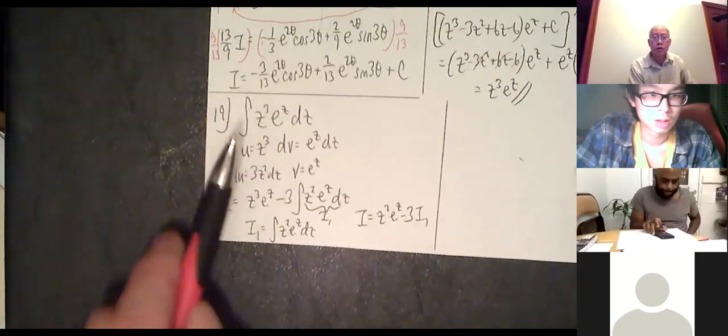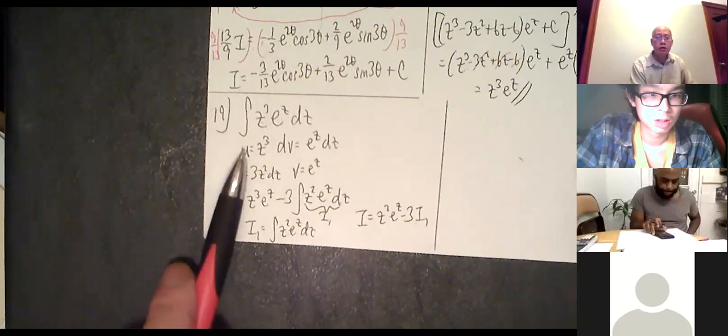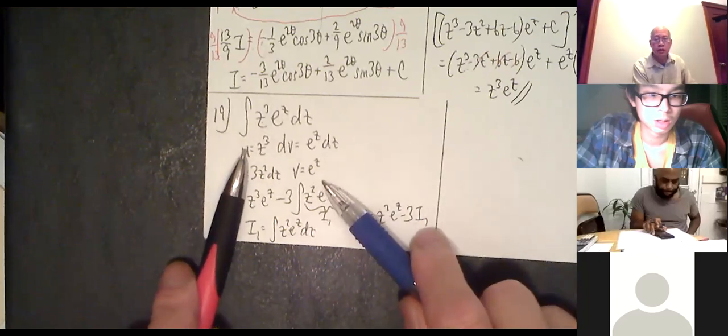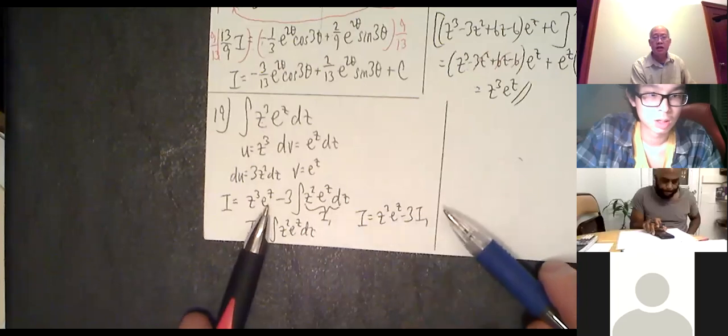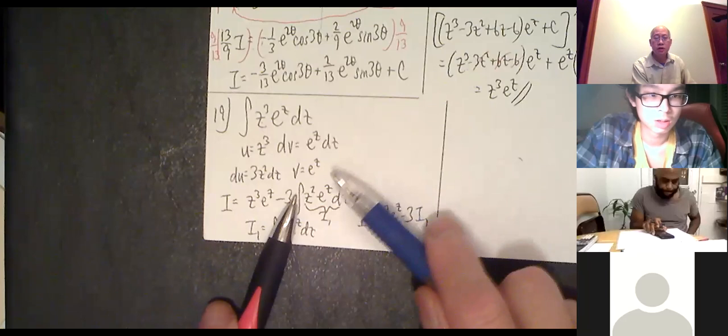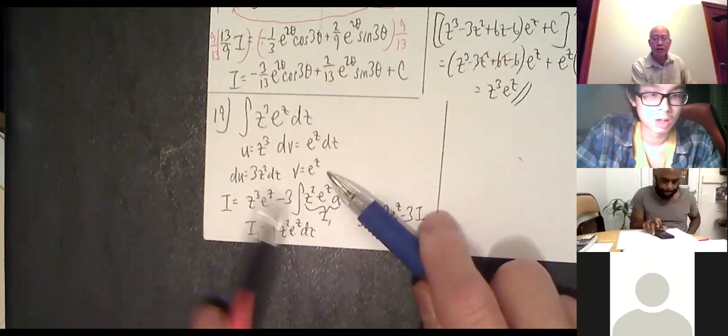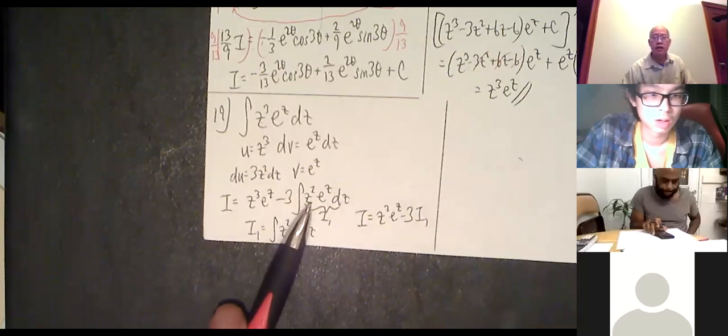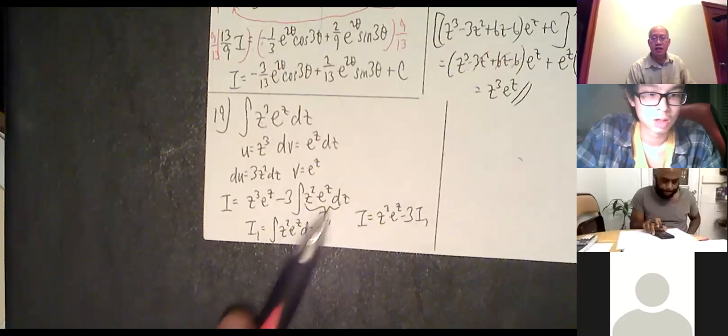Throw it in the formula. So I is u times v. So u times v is z cubed e to the z minus the integral of v du. So that times that, I'll take the 3 out, z squared e to the z dz.